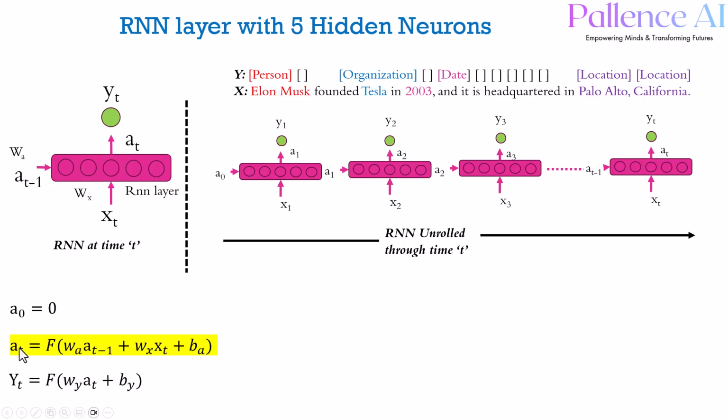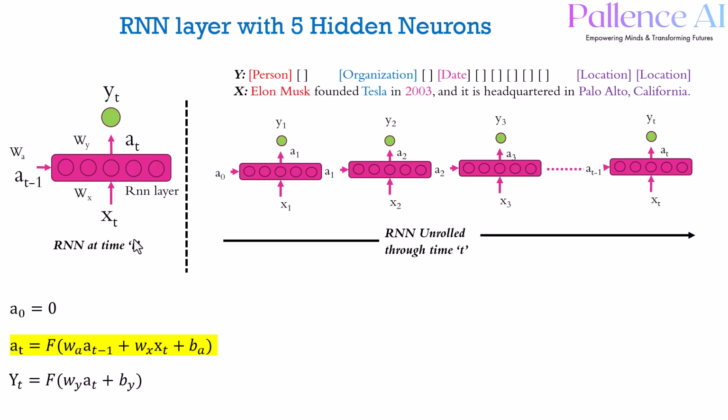What about YT? Well, once you compute AT, then again, you're going to guess another weight matrix, WY. You're going to multiply it with this AT matrix, plus BY. And on top of that, you introduce nonlinearity again through an activation function, F. And then you're going to get YT. Okay? So these are the equations typically behind a recurrent neural network.